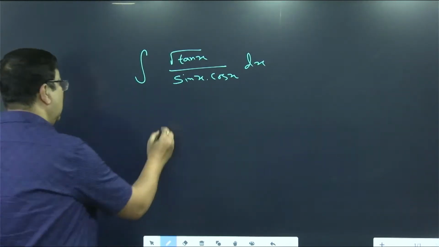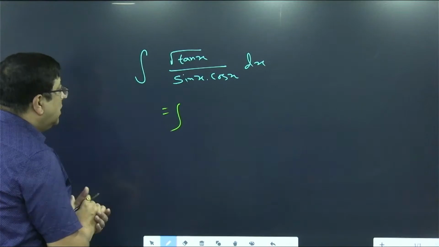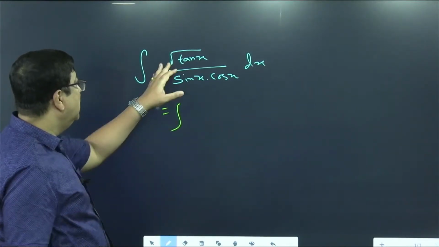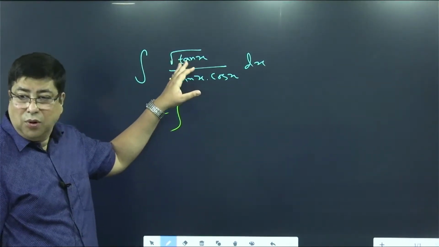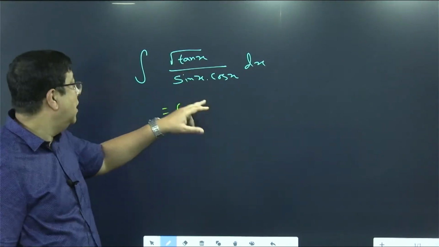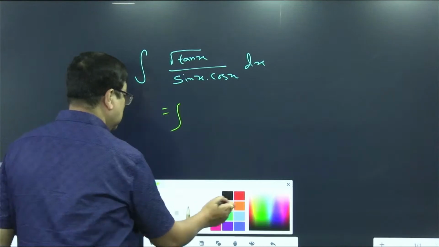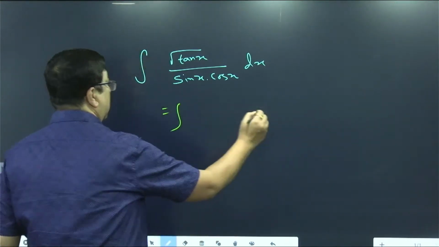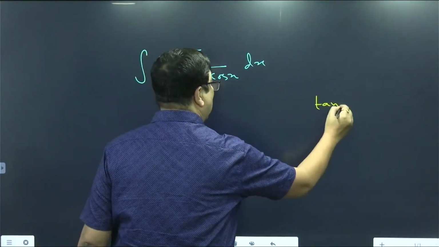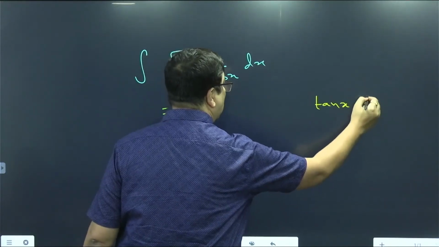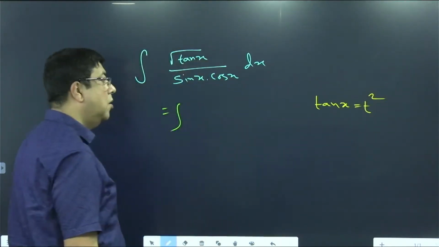What to do? Let's do one thing. See, there is no other way than to take the tan x as t square, because it is under root. We have to take the tan x as t square. Therefore, we can do like this. There is no other way. Or t, as you think better.